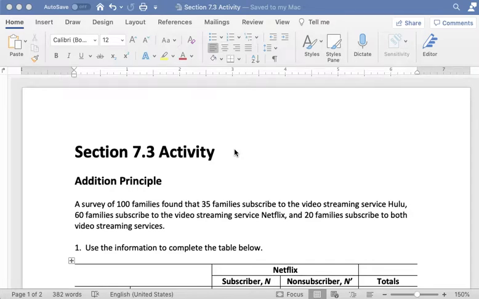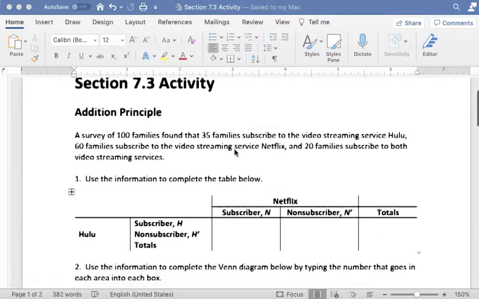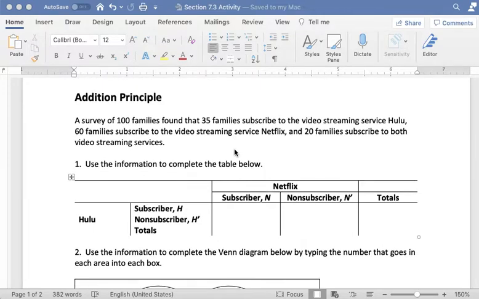In this video for the Section 7.3 activity, we're going to talk about the addition principle. In this example problem, we have a survey of 100 families that found that 35 families subscribed to Hulu, 60 families subscribed to Netflix, and 20 families subscribed to both video streaming services. So first we're going to complete the table.